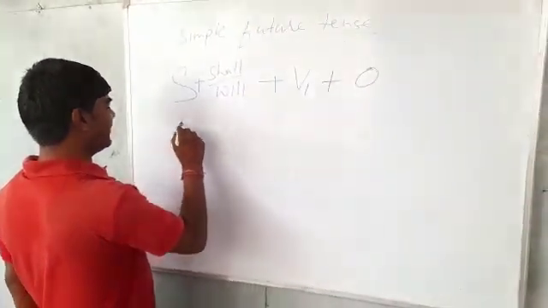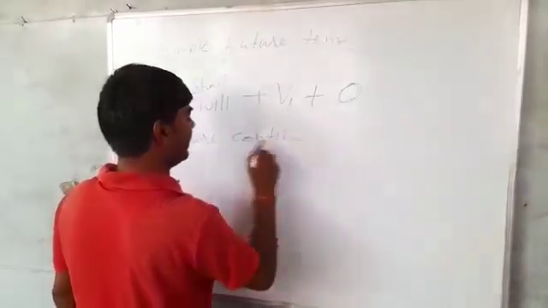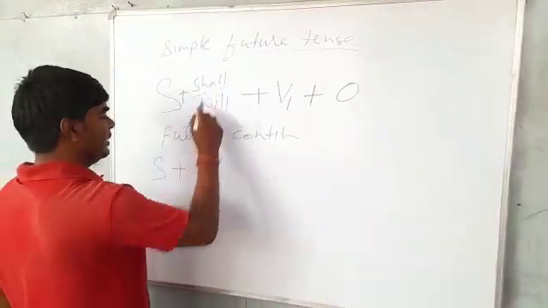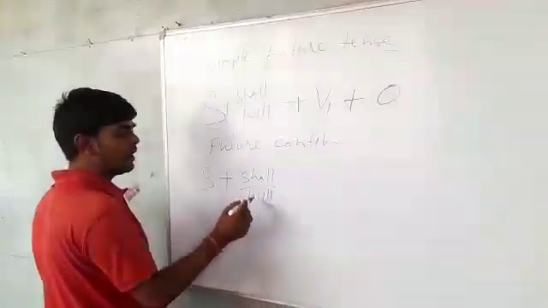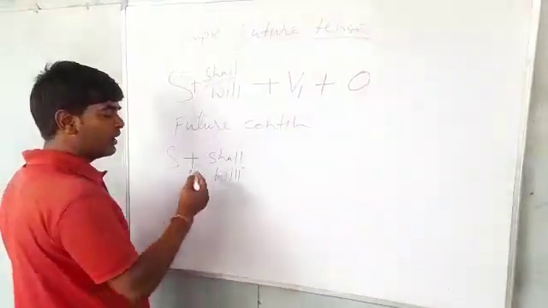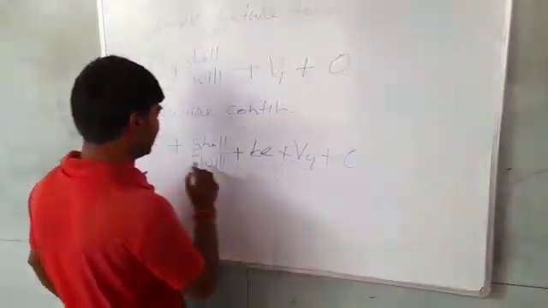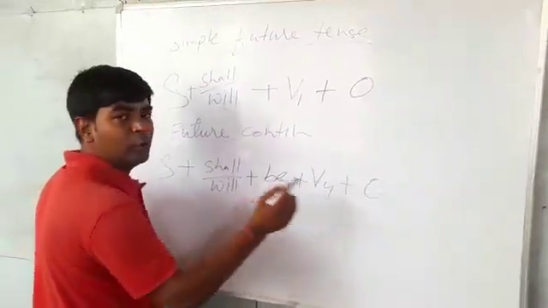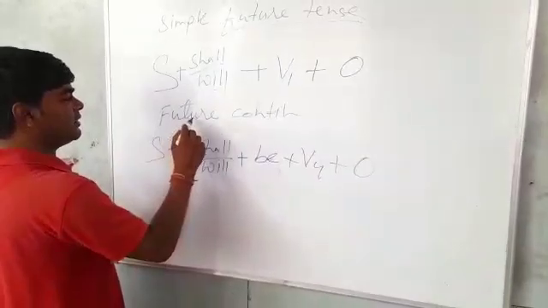Another we'll see is future continuous tense. What will be there? Subject shall will. Always remember shall will. From this we can come to know that a sentence is in future tense. Shall will plus be plus V4 plus object. I shall be writing a letter. I shall be reading a book. Okay, similarly, simple future tense, and this is future continuous.